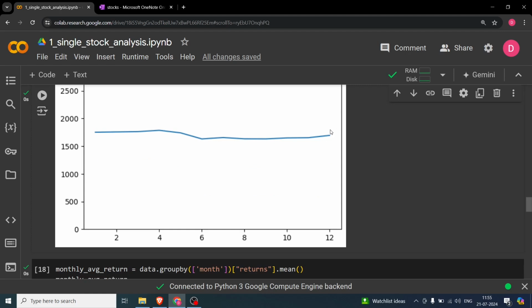But again, you go over here, you see December, it has risen a little bit in December, and again from December we go to January, it is still in an increasing slope till April. After April, again it starts going down. So this is the inference you take from this particular chart.